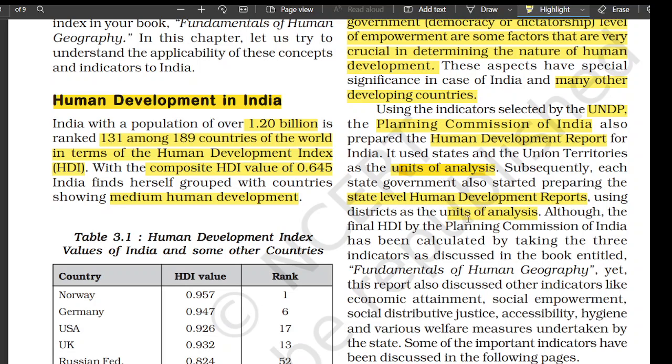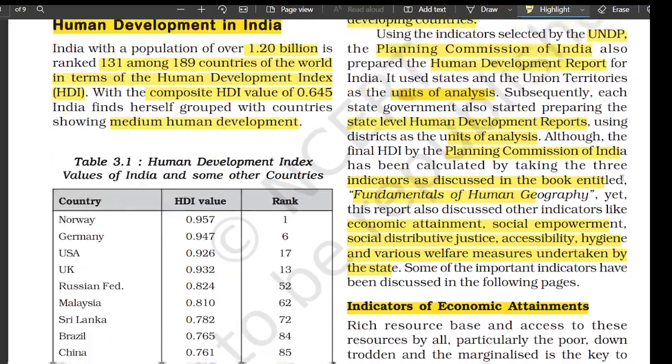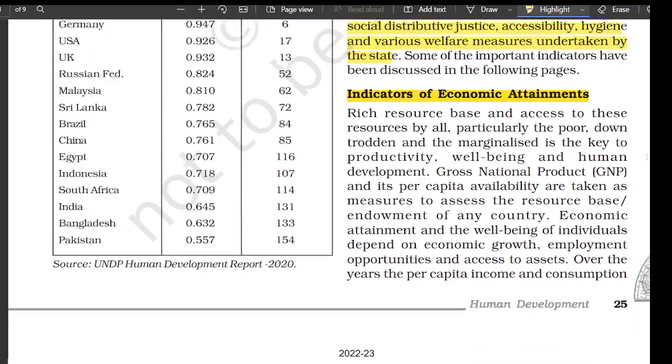Although the final HDI by the Planning Commission of India has been calculated by taking the three indicators as directed in the book entitled Fundamentals of Human Geography, yet this report also discussed other indicators like economic attainment, social empowerment, social distributive justice, accessibility, hygiene, and various welfare measures undertaken by the state. Some of the important indicators have been discussed in the following pages.